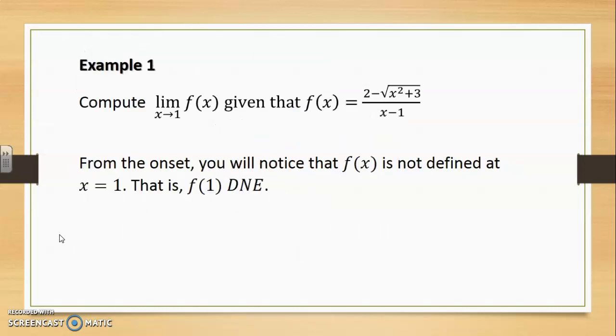Here's example number 1, which asks us to compute the limit as x approaches 1 for f of x, where f of x is defined as the quotient between 2 minus root of x squared plus 3 and x minus 1. Right from the beginning, you'll notice that f of x is not defined at x equals 1 itself. In fact, f at 1 is simply undefined, or DNE.